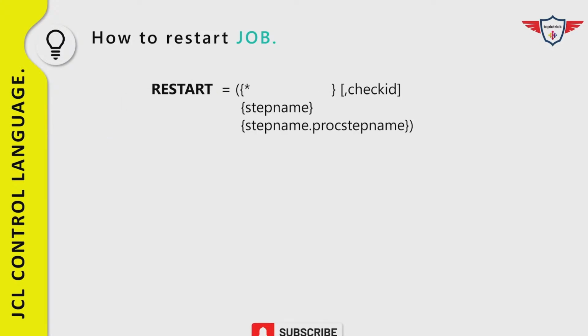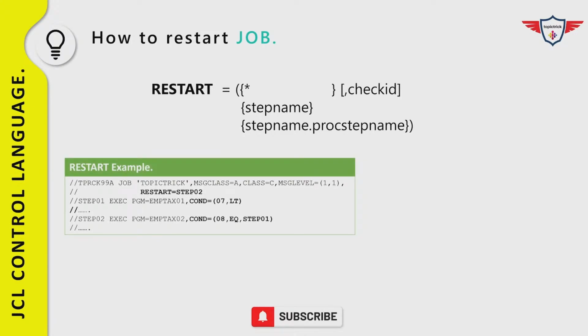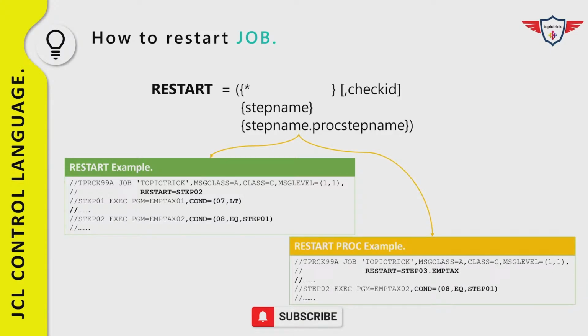The syntax of the RESTART parameter is pretty simple and easy to understand. You have to use the RESTART keyword followed by an equal sign, and after that you have to specify subparameters as per your requirement. So the first possible value is an asterisk and it is used to specify that the system is to restart the job from the first job step. The second one is stepname, and in case you want to restart your job from a specific step, then you have to specify the step name.